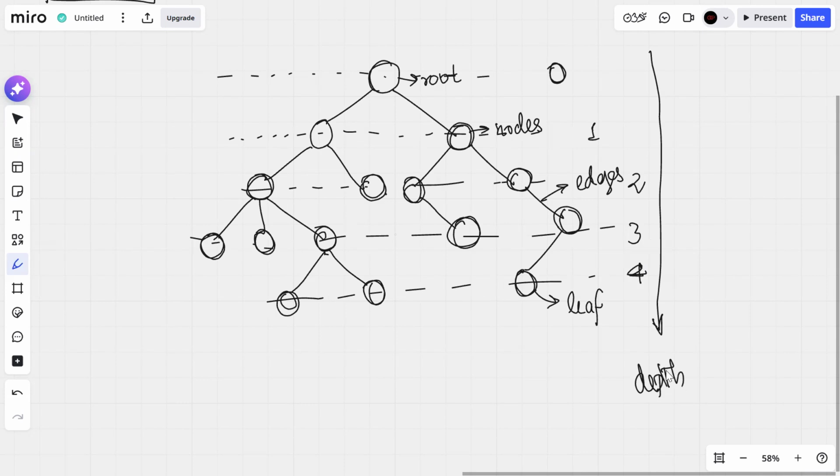One important thing to note is that we don't talk about depth in terms of a tree. We talk about depth in terms of a node. Depth of a tree doesn't make any sense. We can ask what is the depth of a node. If I want the depth of this node, it's one. This node, it's three. This node, it's four. There's nothing called depth of a tree.